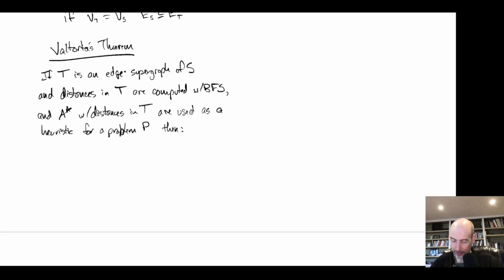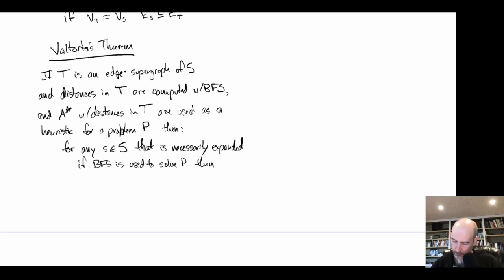Okay, so what is the result of the theorem? It says for any s in S, so s is going to be a state in the vertices of S, in the original graph S, that is necessarily expanded if a breadth first search is used to solve P, then, this is the key, either s is expanded by A star in S, or s is expanded by a breadth first search in T.